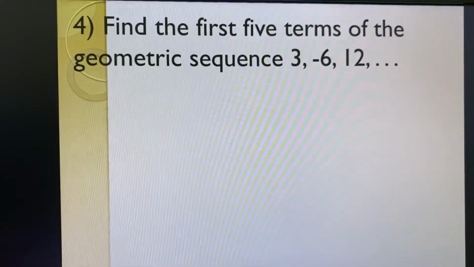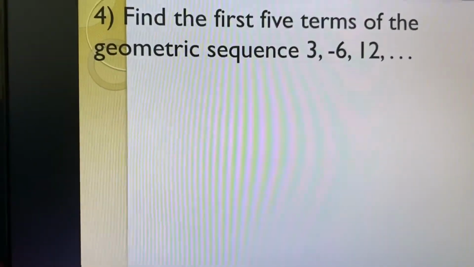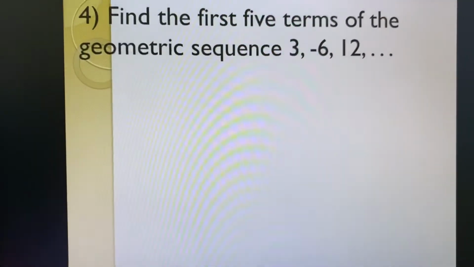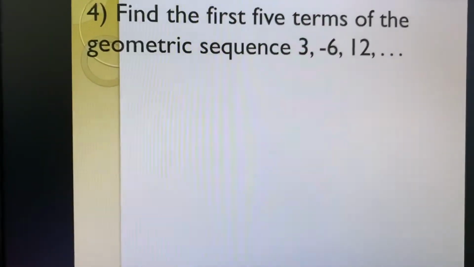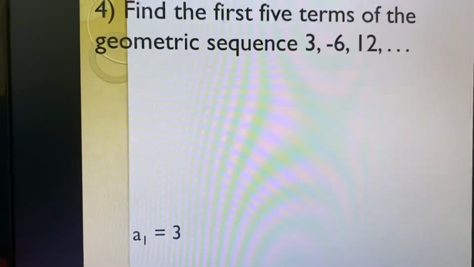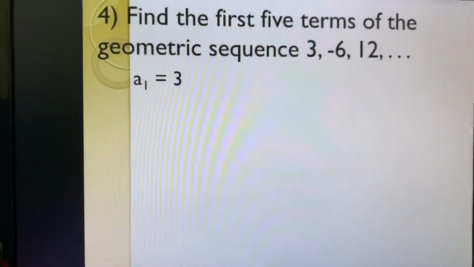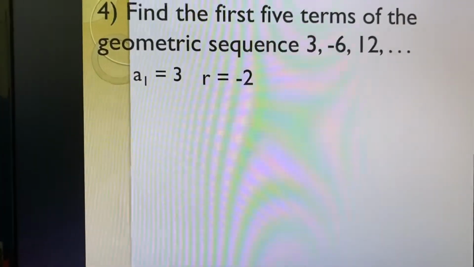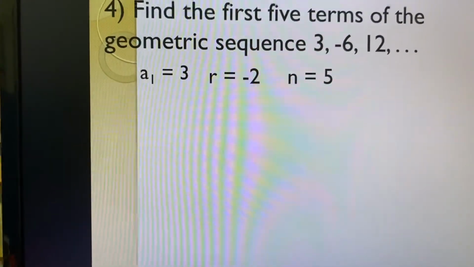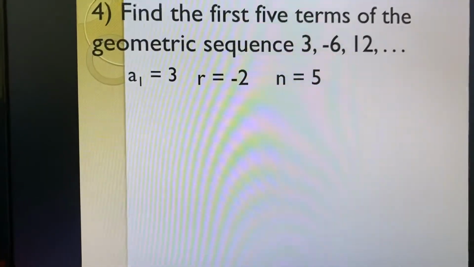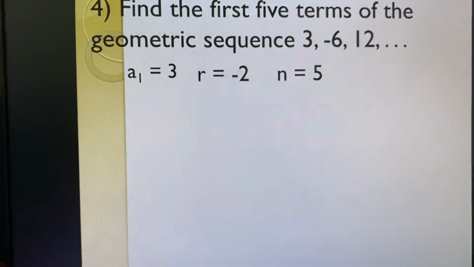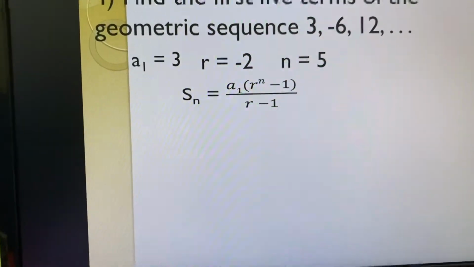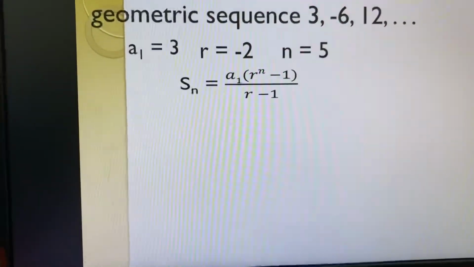Find the first 5 terms of the geometric sequence 3, negative 6, 12, and so on. Again, find the value of a sub 1. So the answer is 3. r equals negative 2, because negative 6 divided by 3 is equal to negative 2. n equals 5. Since you are looking for the first 5 terms, we are still using formula number 2 here.